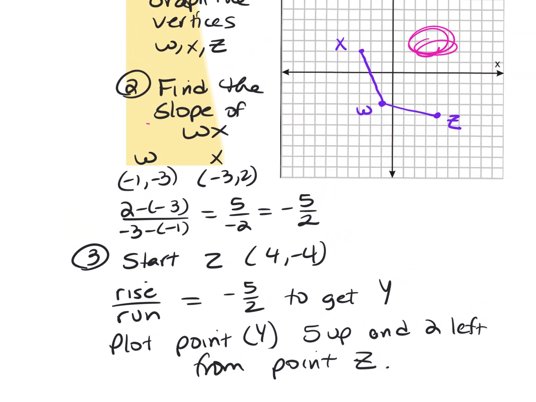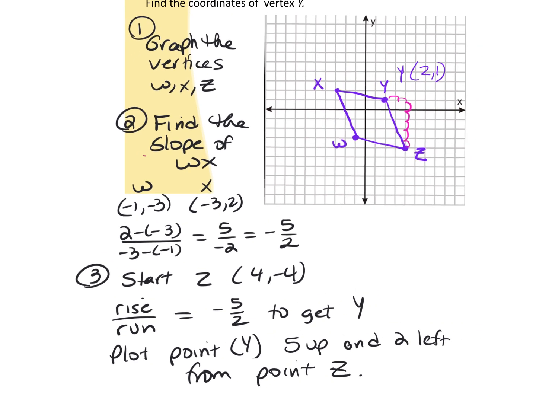So let's try it. If I go 5 up, let me erase the pink. So I'm going to go up 5. 1, 2, 3, 4, 5. And then I'm going to go 2 to the left. And my new point for Y is going to be the order pair 2 comma 1. So if I connect this, it creates my parallelogram. And it went in the appropriate order. Remember, it was W, X, Y, Z, and it went in that order. So I did place Y in the right spot.